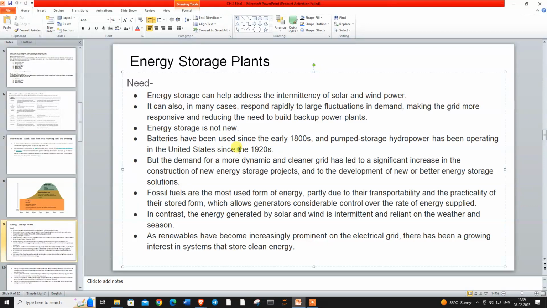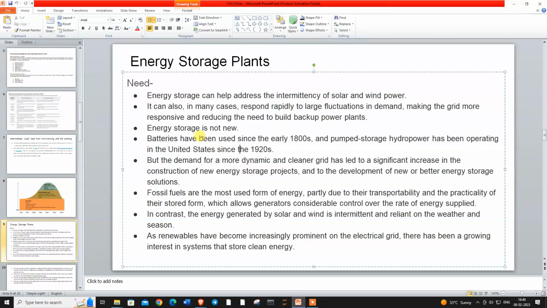Also, in many cases, the effectiveness of an energy storage facility is determined by how quickly it can react to changes in demand or the maximum demand. Then the rate of energy lost in the storage process, its overall energy storage capacity, and also how quickly it can be recharged. So these are the factors on which the effectiveness of energy storage plants can be described.